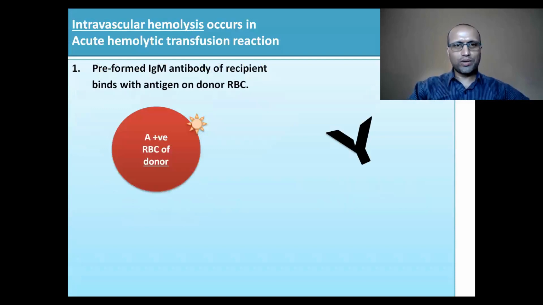Now let's look at the sequential steps of complement-dependent cytotoxicity, taking acute hemolytic transfusion reaction as an example. When blood of a group A person is given to a person who has a different blood group, there will be acute hemolytic transfusion reaction. The recipient already has preformed IgM antibodies against the donor red blood cell antigen. So the preformed antibodies of the recipient will bind with the antigen present on the surface of the donor red blood cell, and this is immune complex formation.